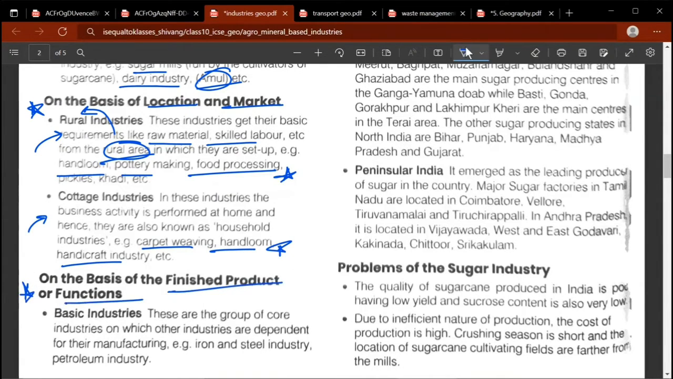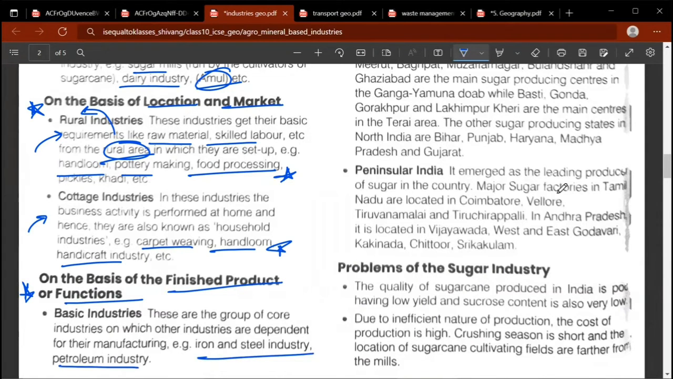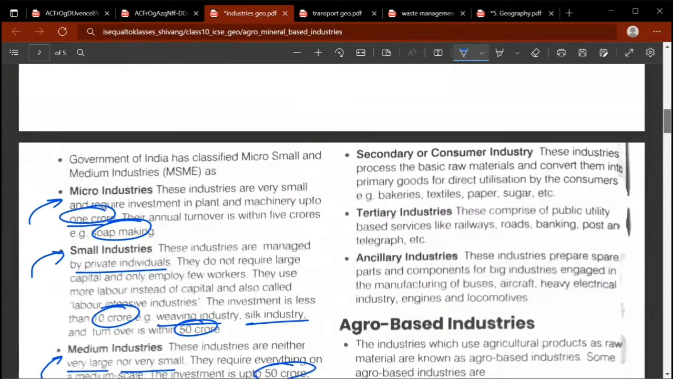So we have basic industries. These are the group of core industries on which other industries are dependent upon for their manufacturing. So you have iron and steel industry and petroleum industry. And then we move on to secondary or consumer industry. These industries process the basic raw materials and convert them into primary goods for direct utilization by the consumers. Example, basically bakeries, textiles, paper, sugar, etc. So these are consumer durables.